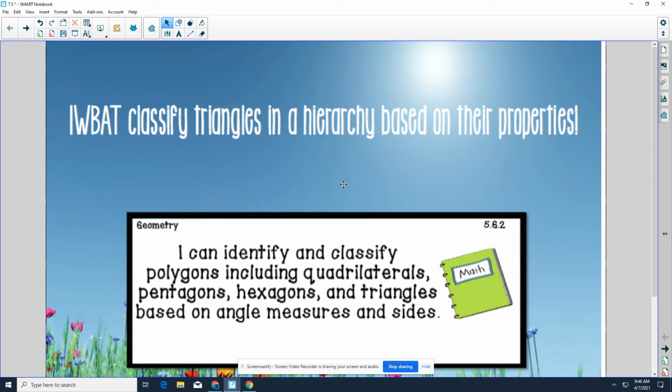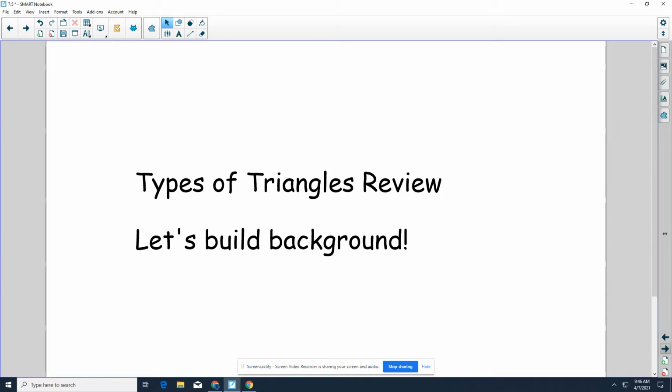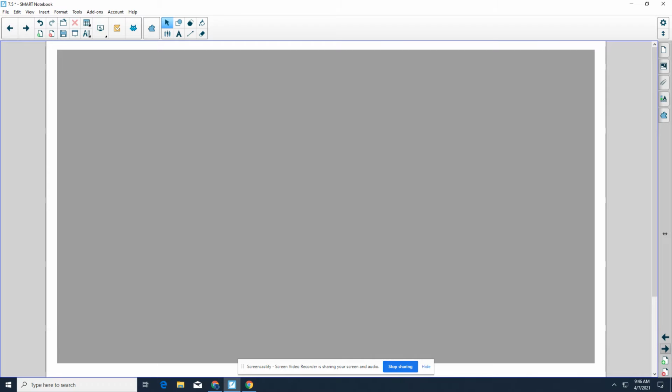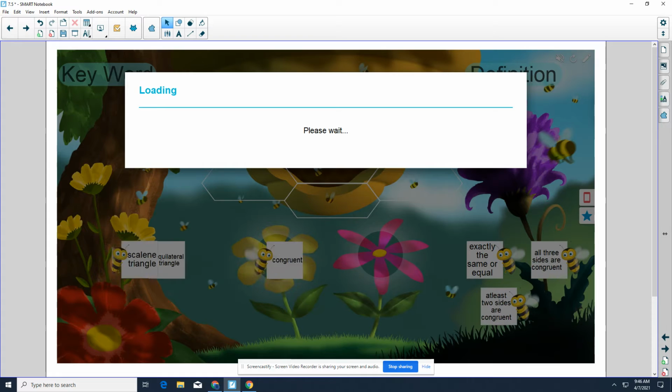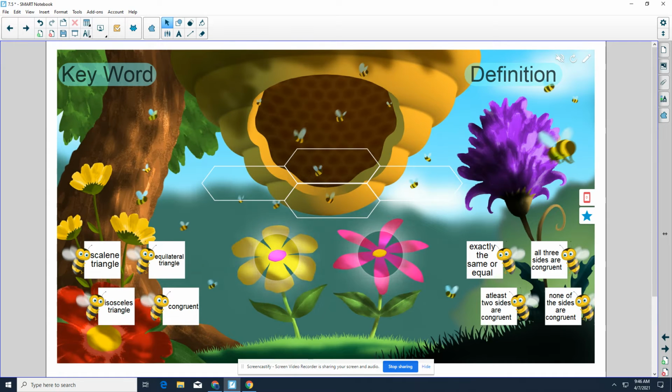Okay, today we're going to work on lesson 7.5, identifying and classifying triangles in a hierarchy based on their properties. So this is something we see on Evaluate with triangle and quadrilateral hierarchies. So you're going to learn what those are today. But first, there's a few terms in regard to triangles. So the different names.